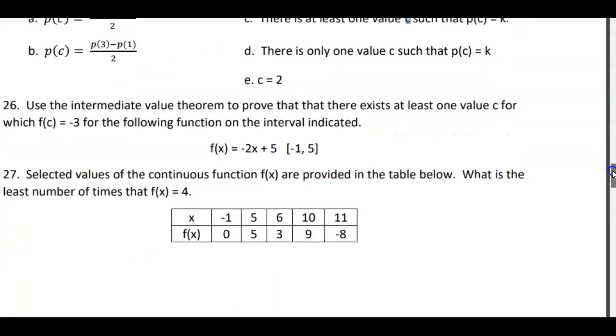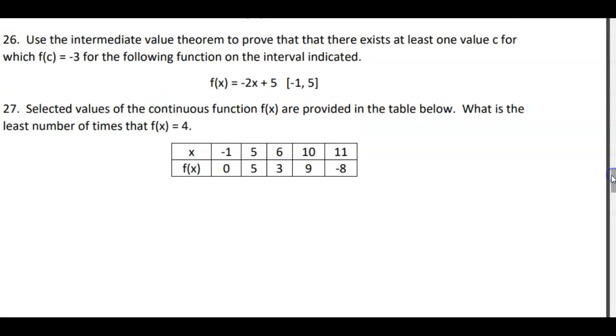Number 26 is more run-of-the-mill stuff that we did in class. Use the intermediate value theorem to prove that there exists at least one value of c for which f of c equals -3 on the following interval and function here. So the steps I gave you in class was identify your a and b. Those are the beginning and ending points of your interval. Identify your k. Identify what k value you're trying to reach. Make sure that your function's continuous. That's a linear function, so it is continuous.